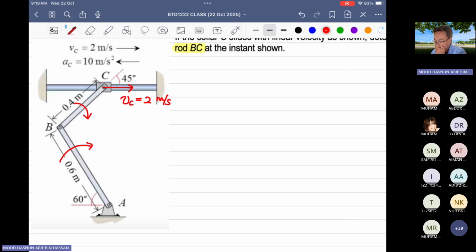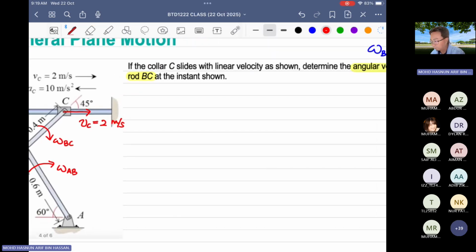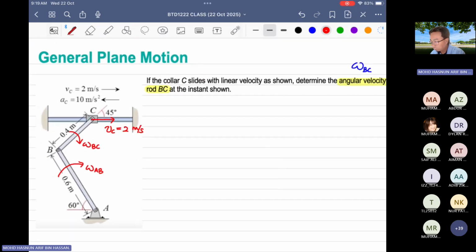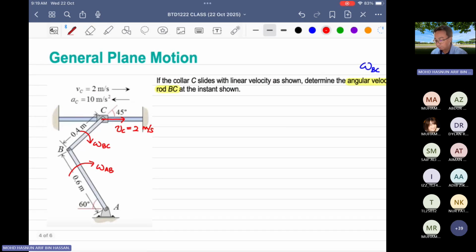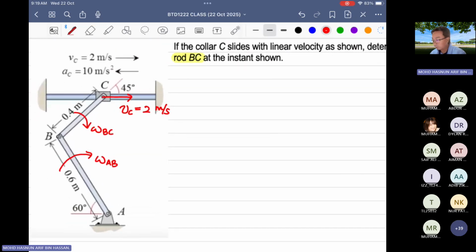So this will be omega AB, and this rotation will be omega BC. So this is the one that we want to find, omega BC. Omega BC is the one that we need to calculate. So how do we start? We always start from the origin. So now let's identify where the origin is. The origin is basically at point A here, because point A is the fixed point. Origin always start at the fixed point.